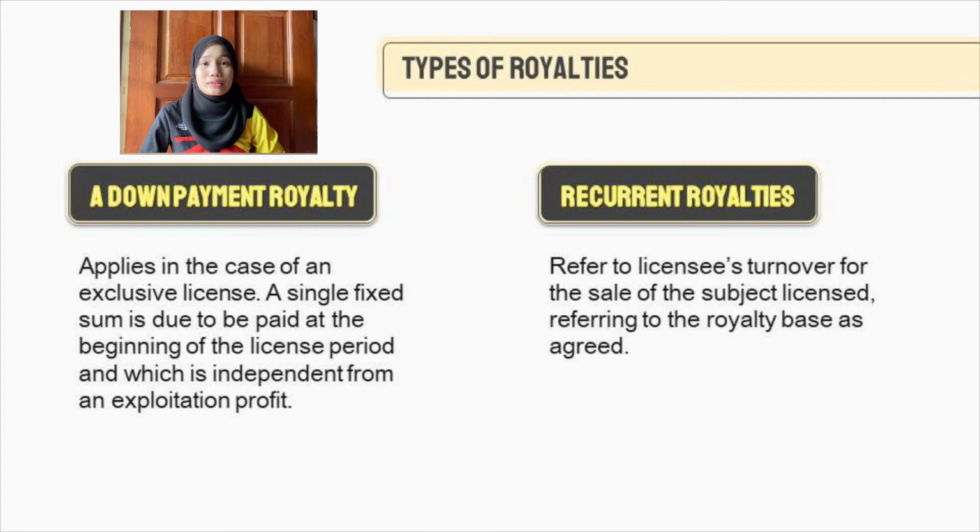The second type of royalties is recurrent royalties. It refers to the licensee turnover for the sale of the subject license, referring to the royalty base as agreed.